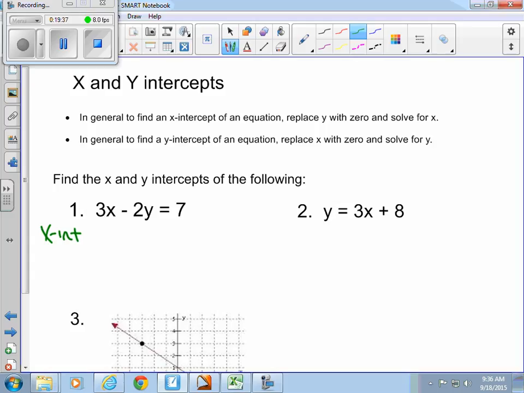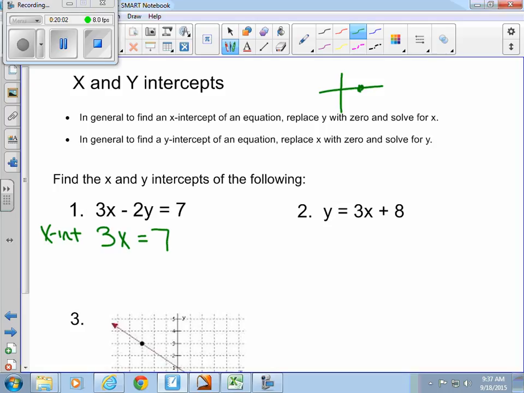And if you wonder why we're doing that, would you agree if I'm crossing the x-axis, my y value is 0? And if I'm crossing the y-axis, my x value is 0. So that's why you would replace it that way. So I'm going to put 0 in for y and solve for x. Actually turns out to be pretty easy to do, doesn't it?